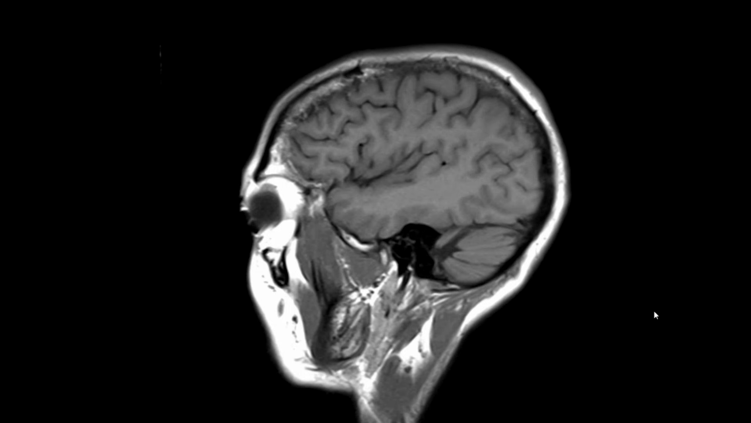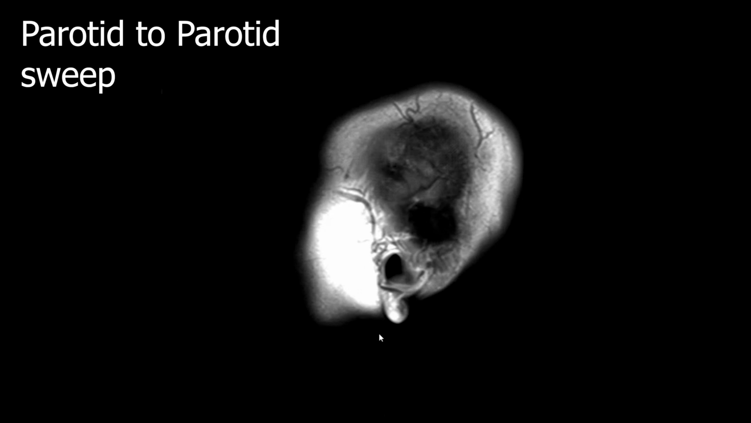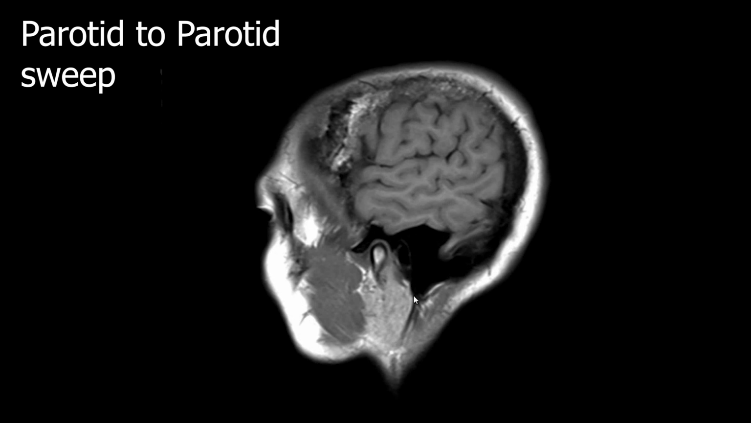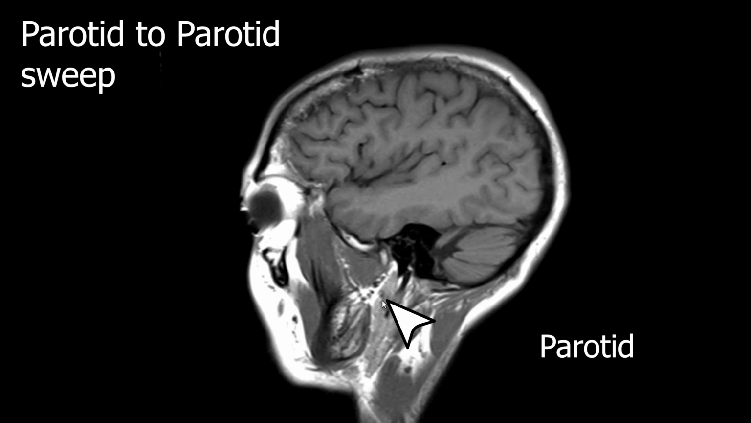For sagittal T1, we essentially do a parotid to parotid sweep. Let's see. This is the superficial lobe of the parotid gland. This is the deep lobe of the parotid gland.